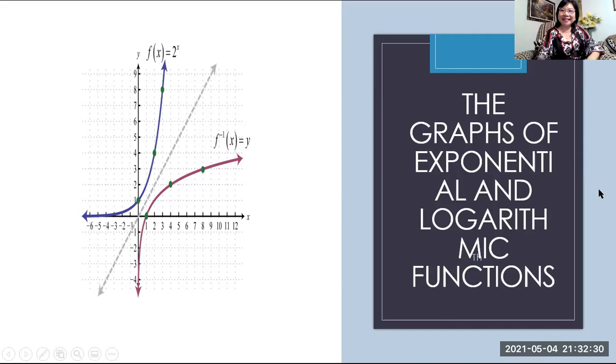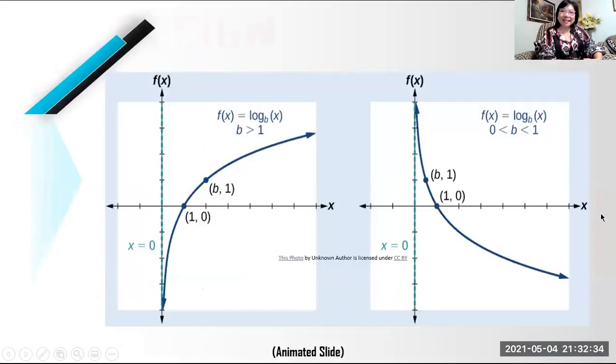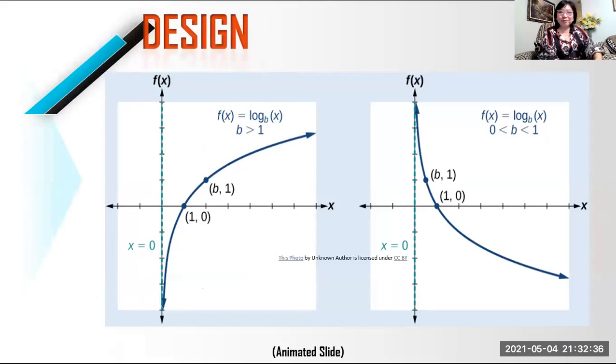So let's check the next slide. What is the next slide? The next slide shows you the two functions. One is the regular logarithmic function, and you notice that the x-intercept is at 1 and y is 0.